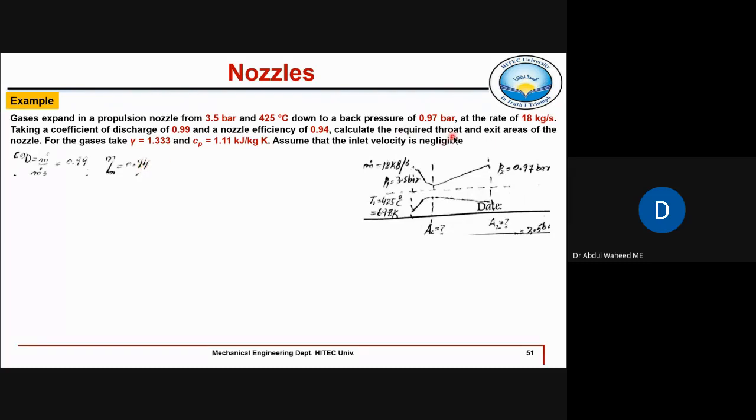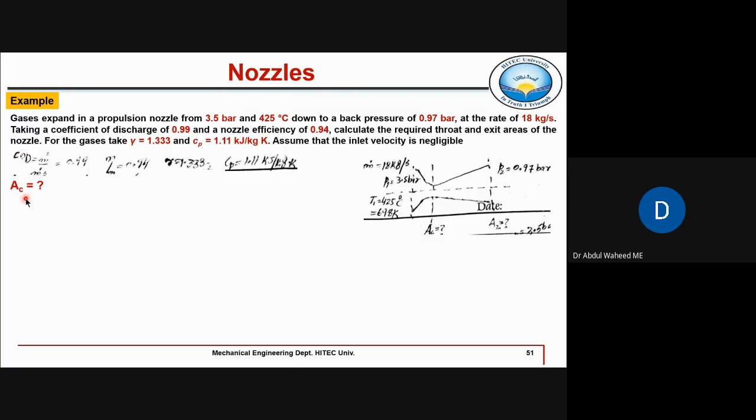Calculate the required throat and exit areas, meaning AC and A2 are unknown for this nozzle. For the gas flowing through that nozzle, gamma is 1.333 and the specific heat Cp is 1.11 kilojoules per kilogram per Kelvin. Whatever the gas flowing through this nozzle, its thermodynamic properties are also given. Assume that the inlet velocity is negligible, C1 is 0.